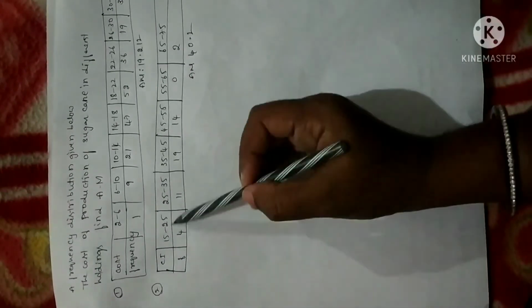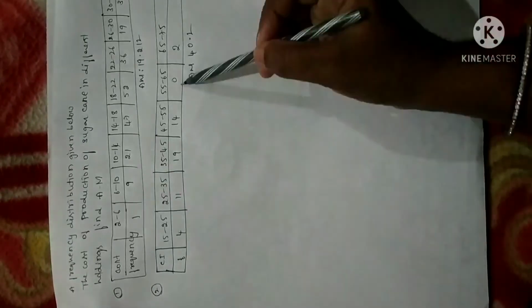Again, in the second problem, the class interval is directly given and the frequency is given. You have to find the arithmetic mean. Hope you understand the concept of arithmetic mean. In the next session, let me continue with the geometric mean. Thank you.